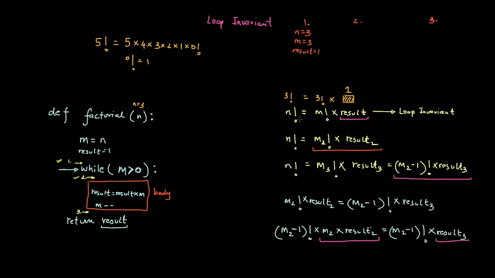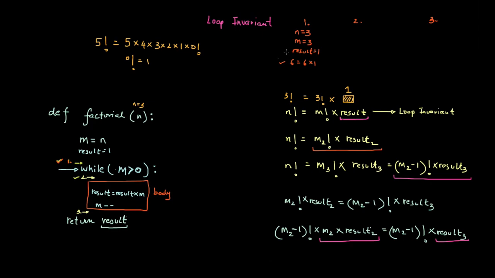What's my loop invariant? My loop invariant is n factorial equals m factorial times result. What is n factorial? n factorial is 3 factorial, which is 6 in this case. So n factorial, which is 6, equals m factorial, which is 3 factorial again, times result. Result in this case is 1. So 6 equals 6, meaning this is valid, meaning everything's okay at point 1 here.